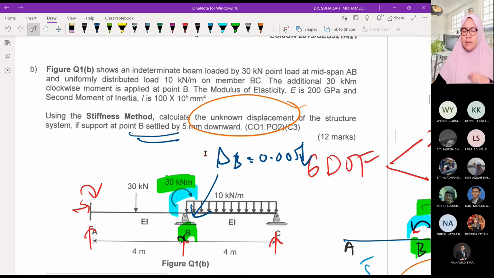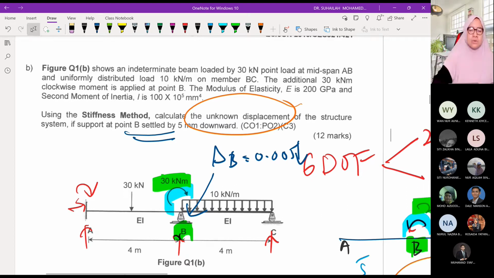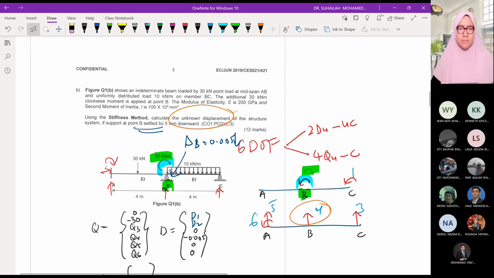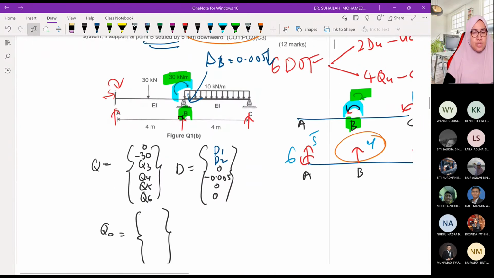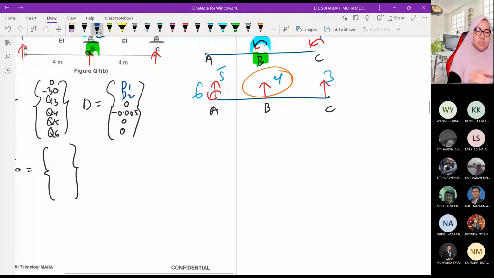Okay, and I have already made a video explaining how we consider unknown displacement in the calculation, to calculate the unknown displacement. The video is already on YouTube, and I have given the link in the group. That example is also in the textbook. Okay, so we will produce the stiffness equation like this.